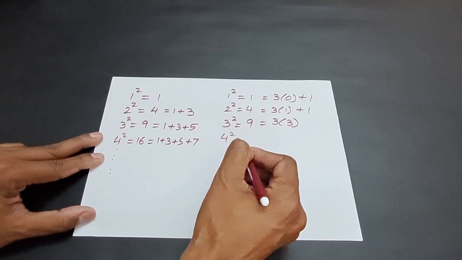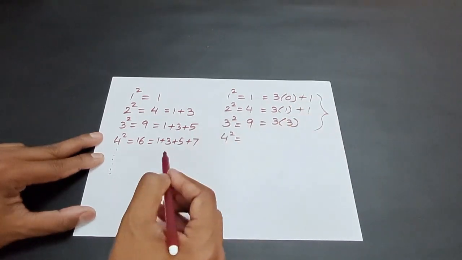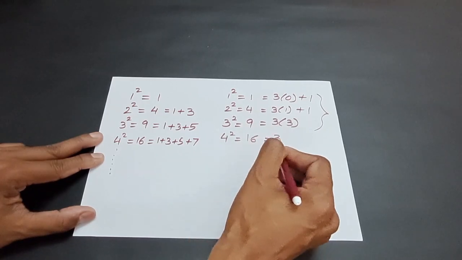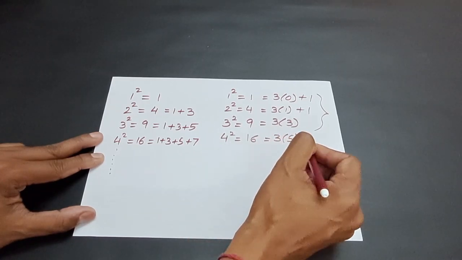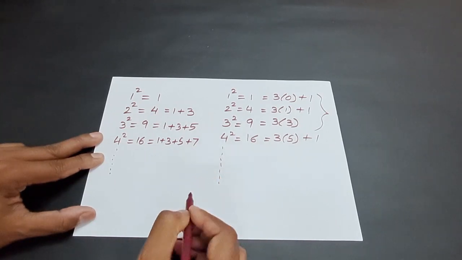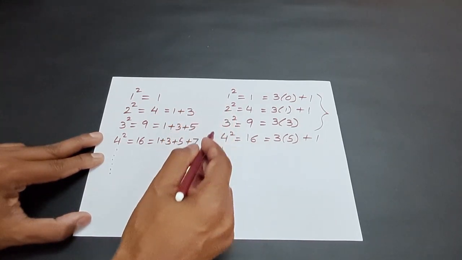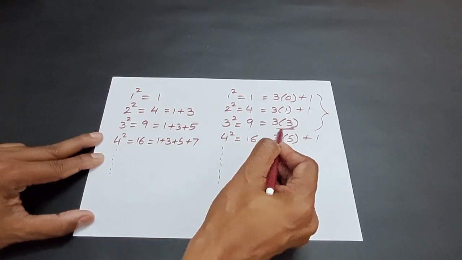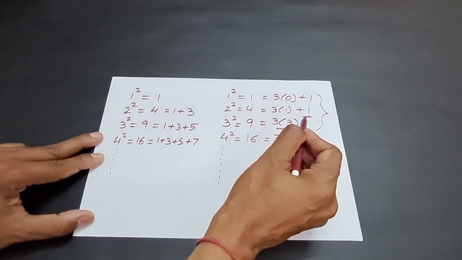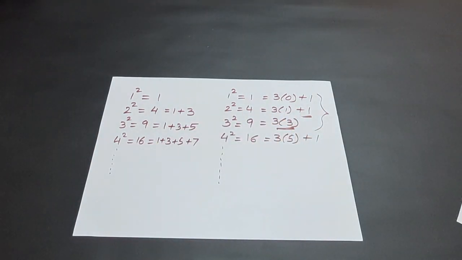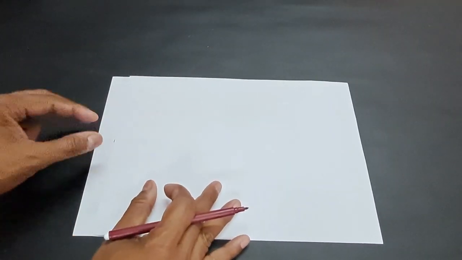4 square can also be written in either of these two forms. 4 square is 16, and 16 is 15 plus 1, so 3 times 5, which is 15, plus 1. Likewise, you can carry on and observe that all the square numbers, that is squares of natural numbers, can be represented as an exact multiple of 3 or one more than an exact multiple of 3. Let's have the next pattern of square numbers.